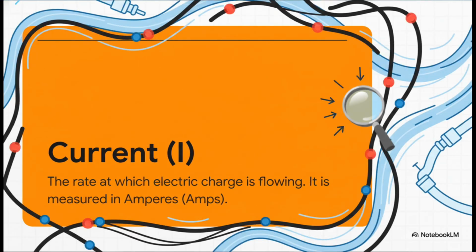Next, we have current. So if voltage is the pressure, current is the actual flow. It's the amount of water moving through that hose. In electrical terms, it's the number of electrons flowing past a certain point. We measure this flow in amperes, or what most of us just call amps.